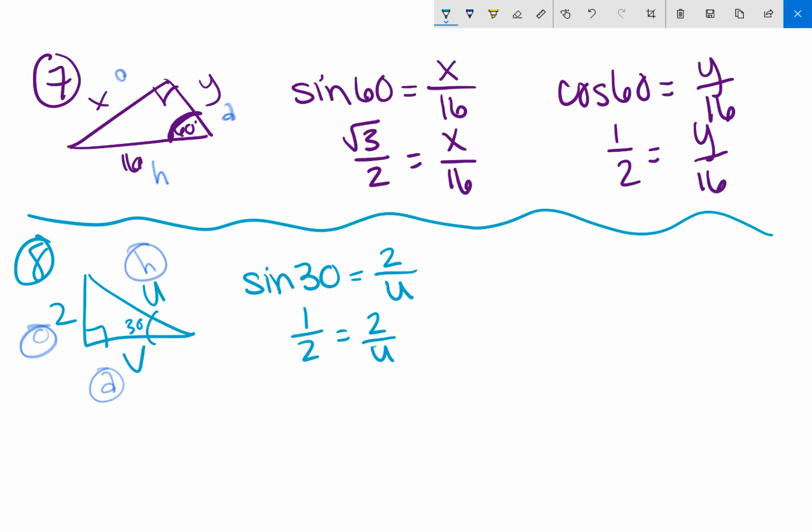To find v, I would need adjacent and opposite. So I would do tangent of 30 equals opposite 2 over adjacent v. And then tangent of 30 is square root 3 over 3. Okay. So then you'll just cross multiply and solve like you were before. Running to the back, again, we're going to try and run through this real quick.